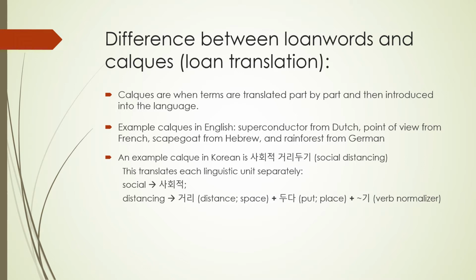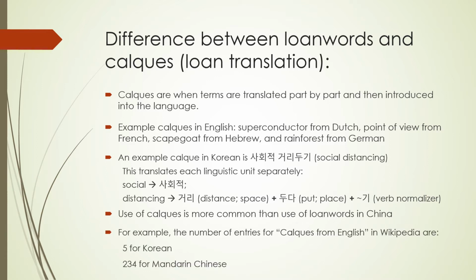So social was translated to 사회적, and then distancing was translated in three parts: 거리, which is distance, 두다, which is put or placed, and the 기, which is the verb normalizer. The use of calques is actually more common than the use of loanwords in China, so some of the loanwords that I use are not really commonly used in China. For example, the number of entries for calques in English in Wikipedia are 5 for Korean, while there are 234 for Mandarin Chinese.